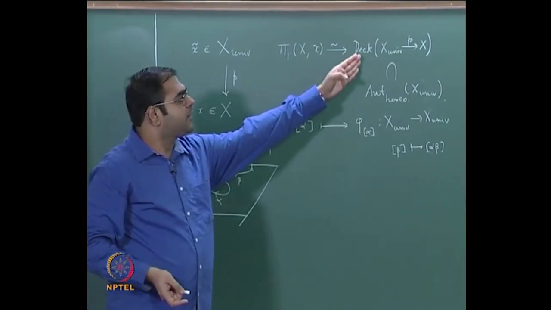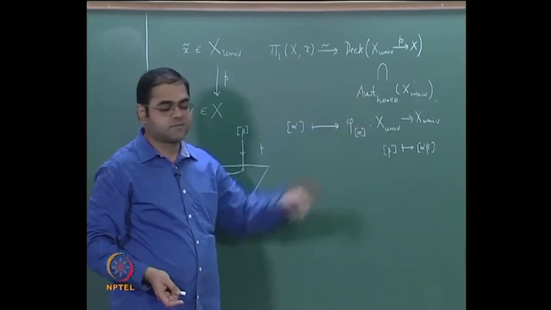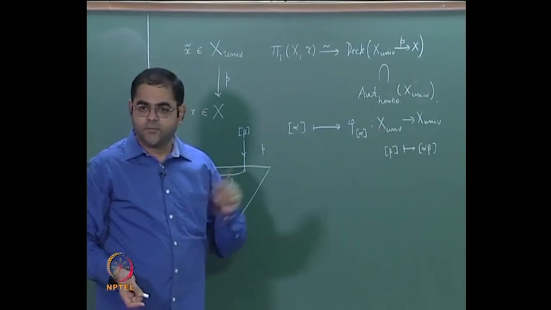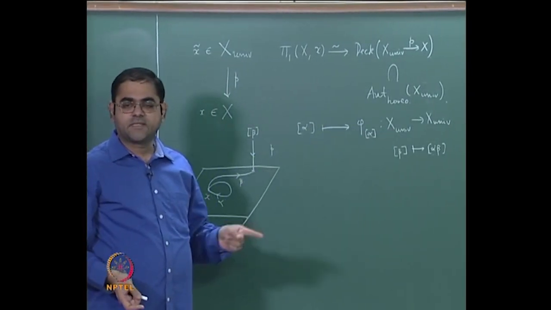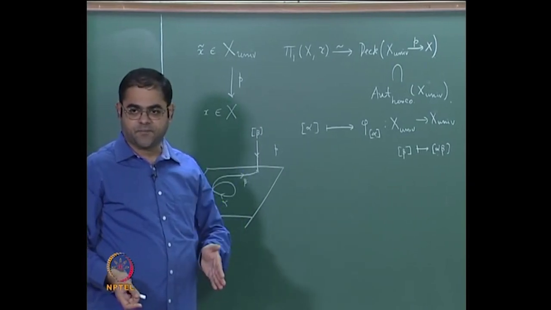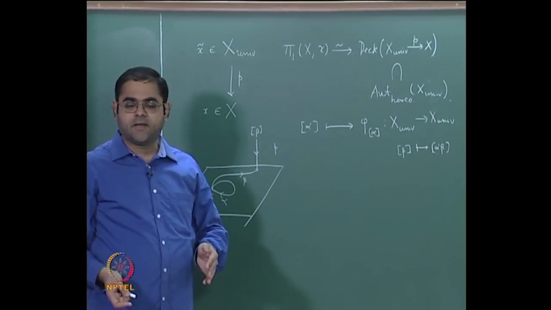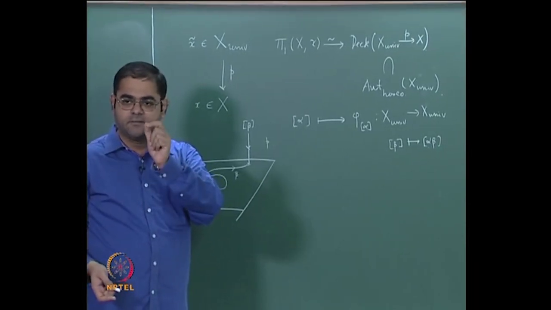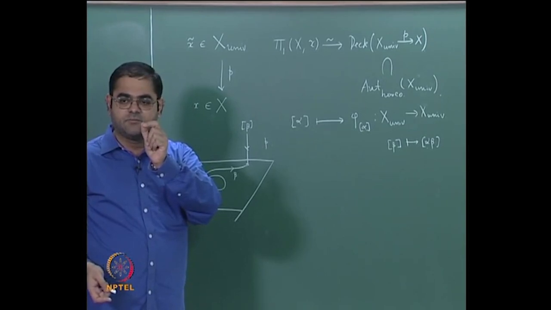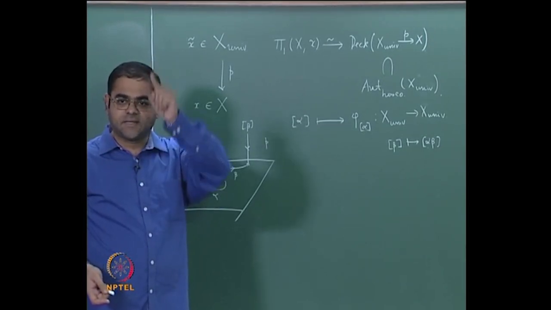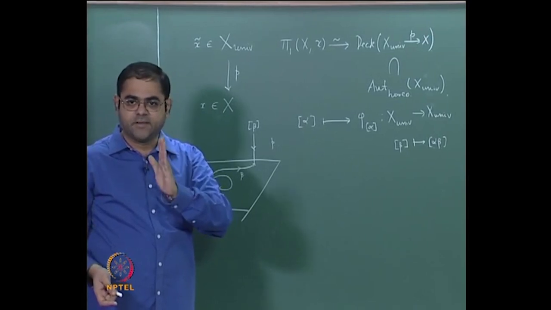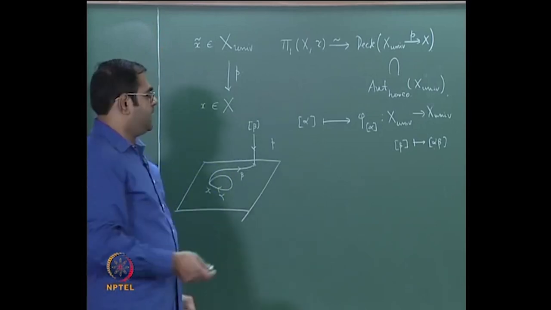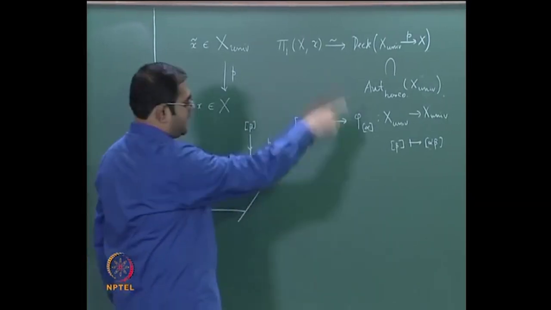Let me remind you that the deck transformations are all homeomorphisms of the universal covering into itself which respect the projection, which means they all act along the fiber direction. A point under a deck transformation will go to another point which lies in the same fiber as the original point. So the deck transformation group is acting in the vertical direction. So well, we have this.